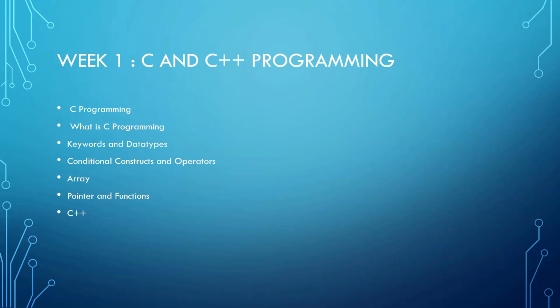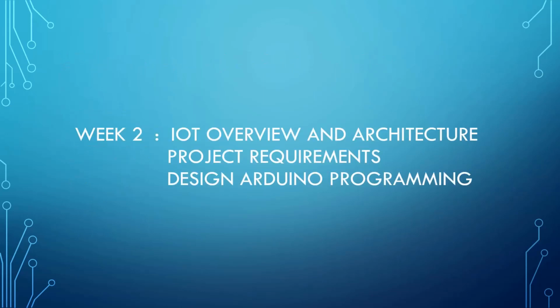Then we studied C++, which is an object oriented language. Then we studied the difference between C and C++, where one is a programming language and the other is an object oriented language. Then in week 2 we studied IoT overview and architecture, project requirements, design, Arduino programming.